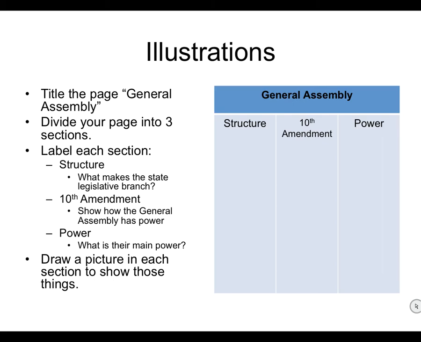So for your illustrations today, you're going to title the page General Assembly and divide it into 3 sections: structure, 10th Amendment, and power. And then there are questions that you're going to answer for structure. What makes the state legislative branch? So it's just going to be an organizational chart. The 10th Amendment is how the General Assembly gets power from the U.S. Constitution. And then their main power is to make laws, so you'll draw a picture to represent that.